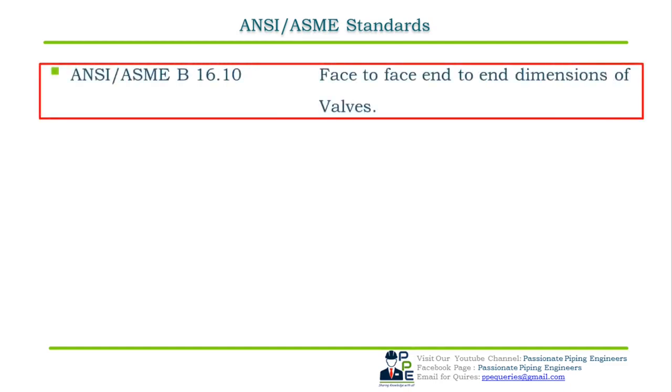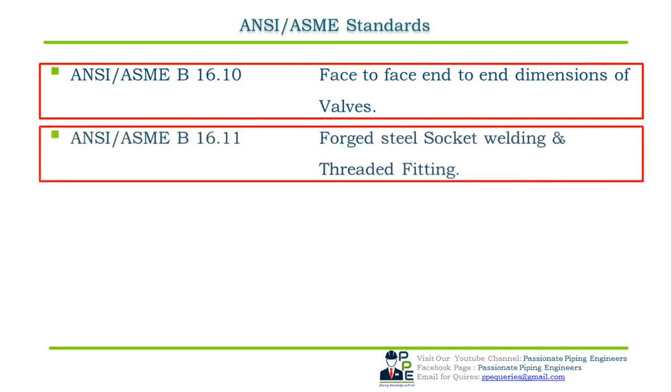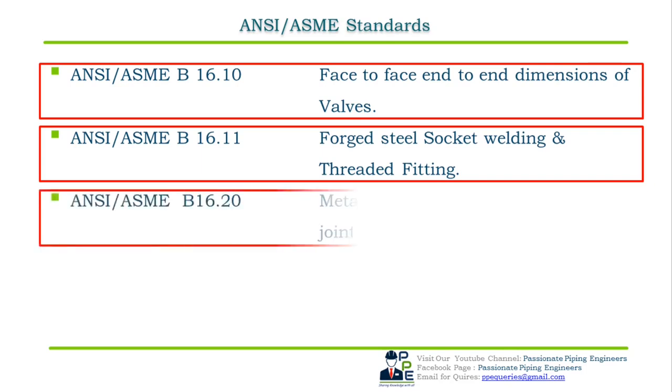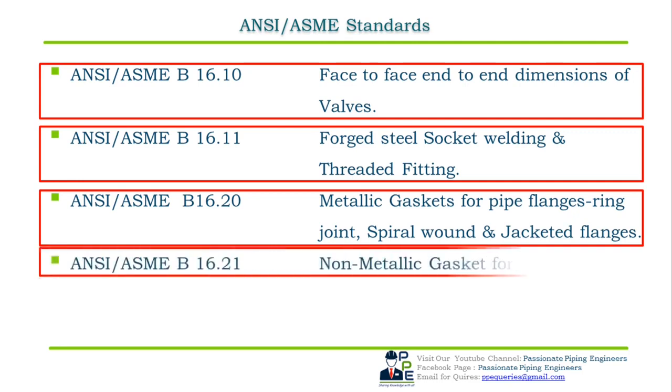ASME B16.10, face to face or end to end dimensions of valves. ASME B16.11, that is for forged steel, socket welded and threaded fittings. ASME B16.20, that is for metallic gaskets for pipe flanges, ring joints, spiral wound and jacketed flanges. ASME B16.21, that is non-metallic gaskets for pipe flanges.